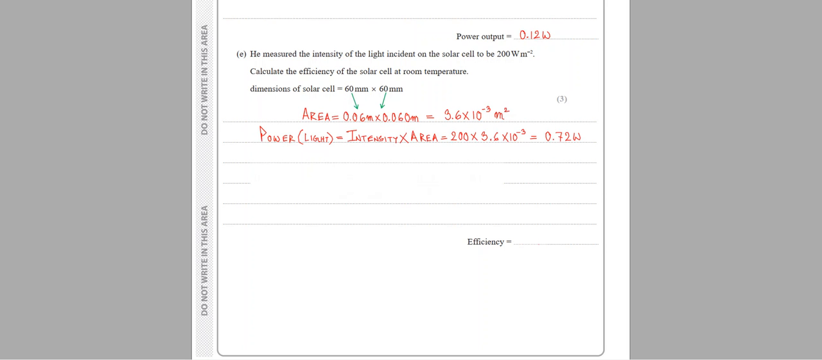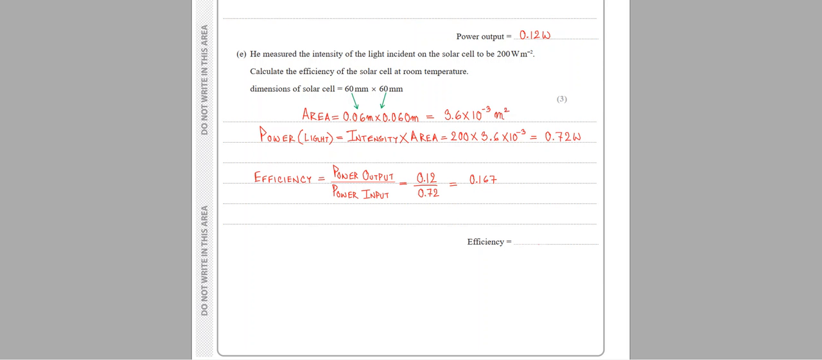So power in the form of light is equal to intensity times area. This is actually a variation of the equation intensity equals power by area. So from that equation you just make power the subject of the equation. And now I have the power in the form of light. But is this power entirely transferred to electrical power? No, that's where you have to bring in the concept of efficiency.